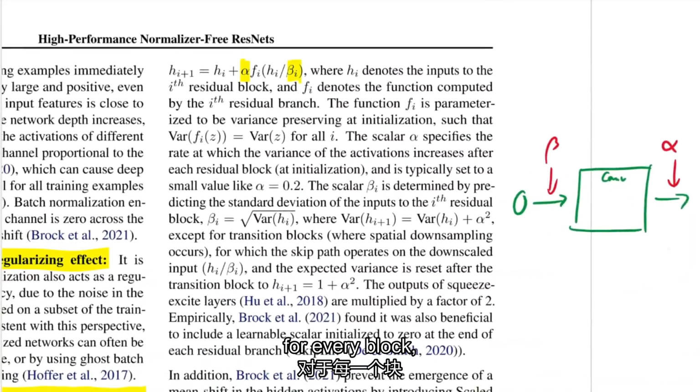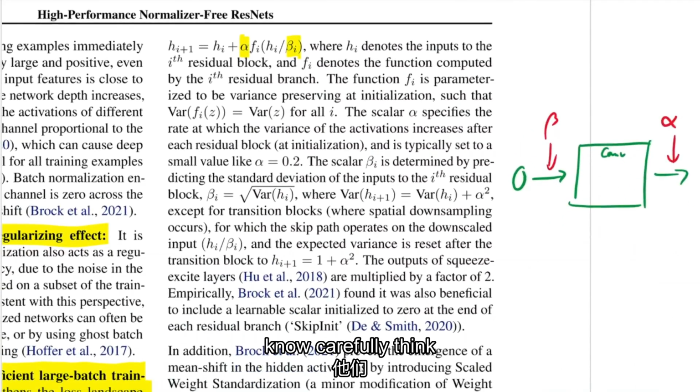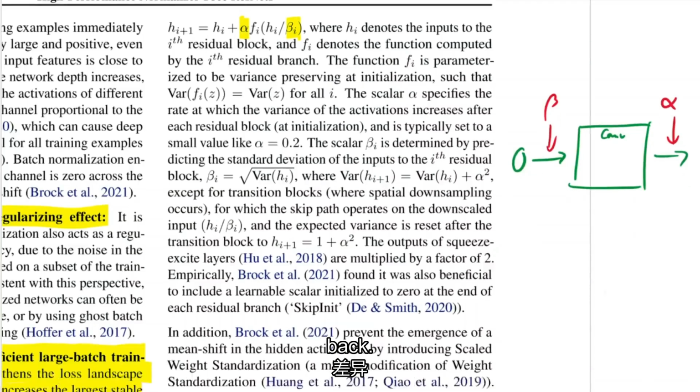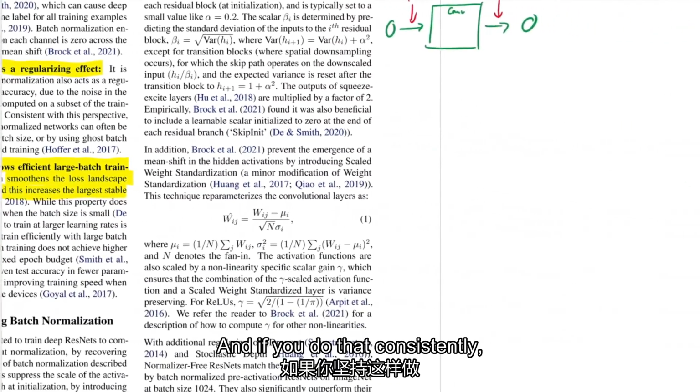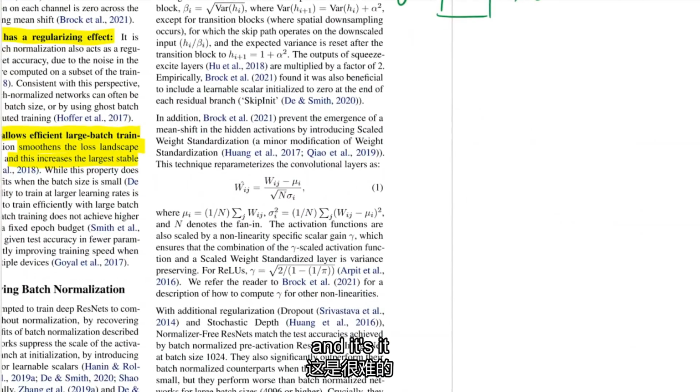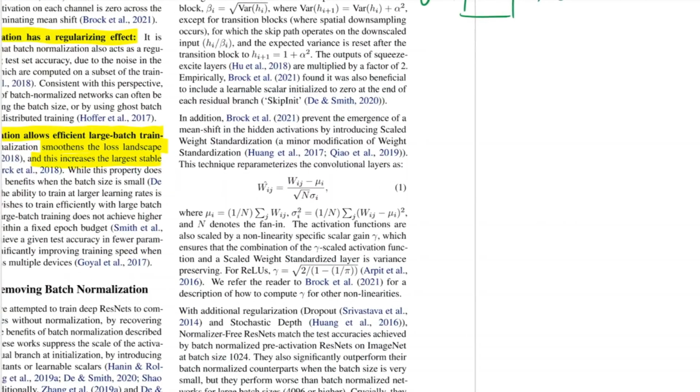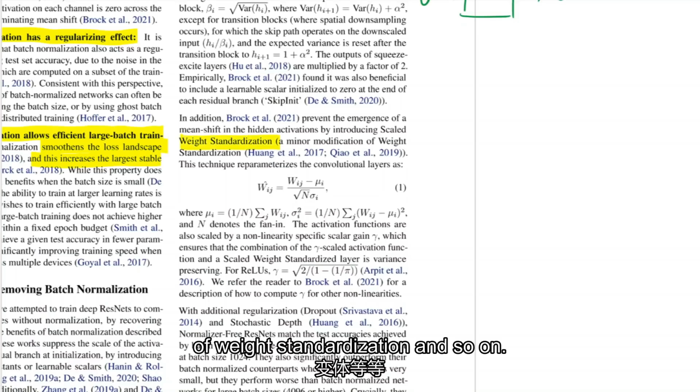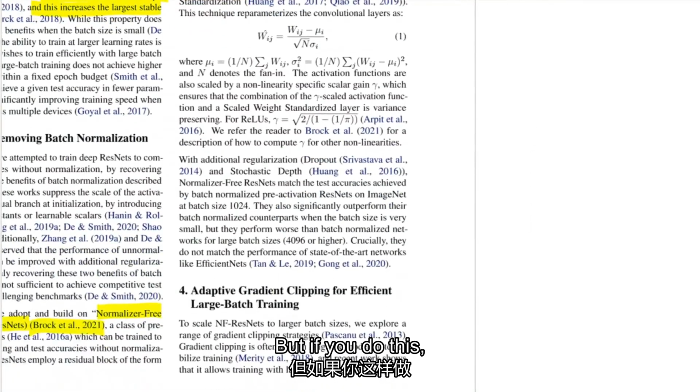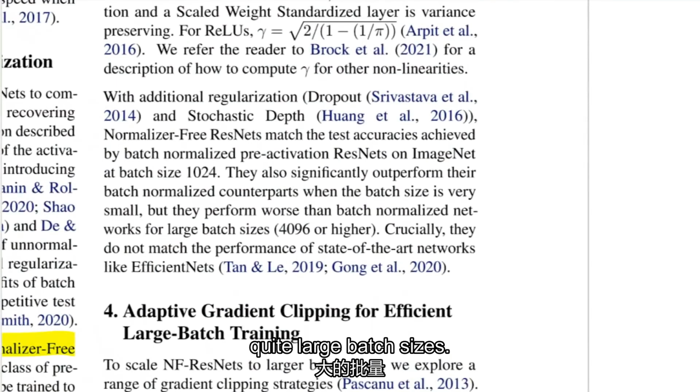Here, for every block, they carefully think about how it affects the variance of a signal, and then they design appropriate scalings to bring that variance back. And if you do that consistently, and it is quite hard, right? They have to do a lot of things. For example, also kind of a variant of weight standardization and so on. But if you do this, then you can train quite large batch sizes.